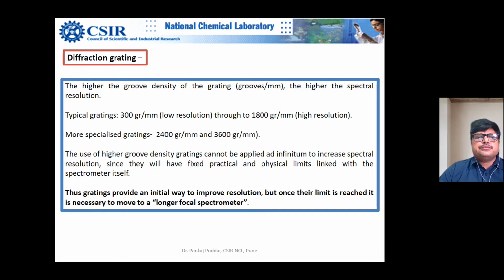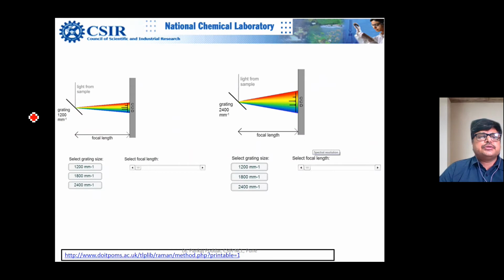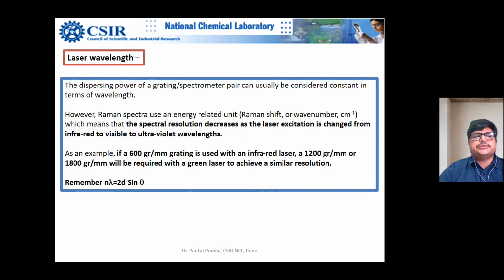And also if you change the grating, the second thing which decides the resolution is grating type. Suppose you compare 1200 lines per millimeter and 2400 lines per millimeter. You can keep the focal distance the same in both cases, but with the grating of higher lines per millimeter, the resolution is far better. So these are the two parameters which you can play with and improve, but there is always a limitation.